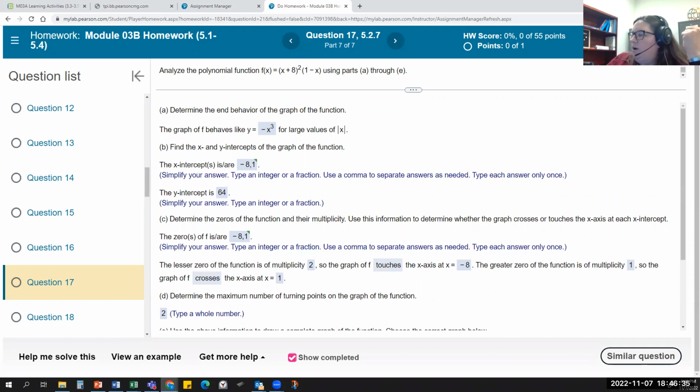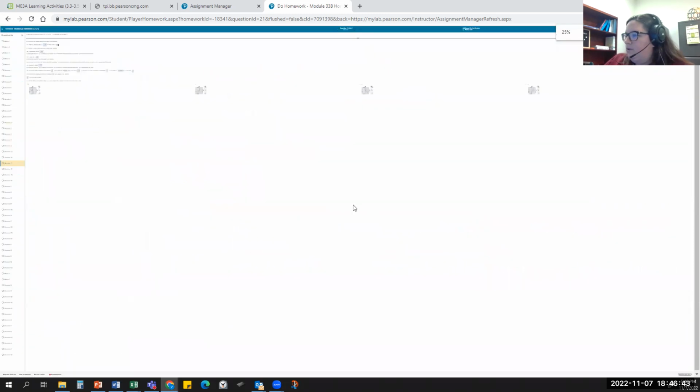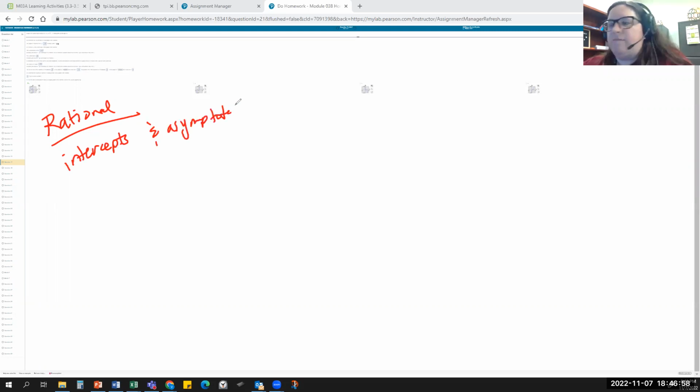5.3 and 5.4 are rational functions. The most important things with rational functions are the intercepts and asymptotes. You're going to be asked a whole bunch of stuff. You're going to have questions that have like 14 parts to them. And unfortunately, the way the homework's set up, it's still just 1 point for that whole thing. So I would recommend you make sure you're solid on coming up with the correct intercepts and asymptotes.